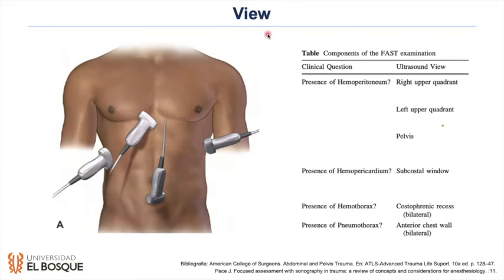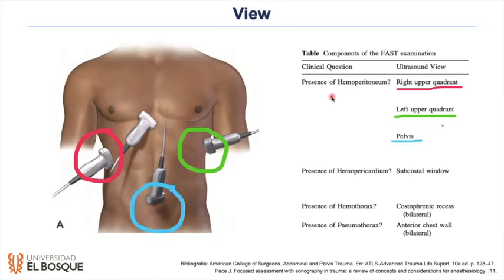Now, here are the quadrants that I've talked about before, but this exam is going to allow us to identify free fluid within three principal cavities. First, the peritoneal cavity or the intra-abdominal, so that you're looking for a hemoperitoneum, for example. So you have the right upper quadrant, that is this one here, the left upper quadrant, and the pelvis. Here, those views are going to allow you to look at the abdominal organs.